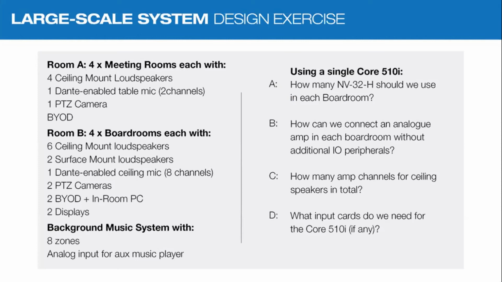2 PTZ cameras, 2 BYODs or in-room PCs, and then 2 displays. And then the background music system, I guess, for all of the public spaces with 8 zones for control, and then an analog input for a music player. The questions we need to look at is how many NV32s do we need in each boardroom? How would we connect our analog amps? And how many amp channels do we need? And then what input cards do we need for the core, if any?